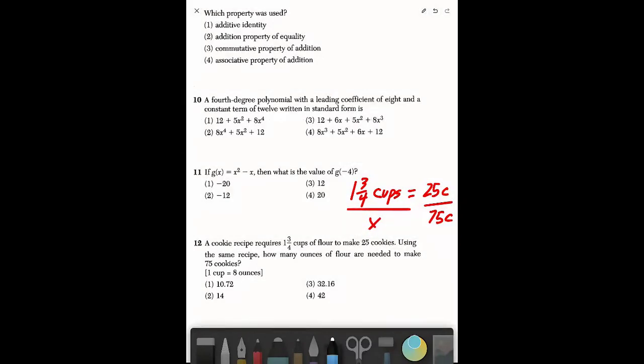So it says that a cookie recipe requires 1 3/4 cups of flour to make 25 cookies. But using the same recipe, how many ounces of flour are we going to need to make 75 cookies? So what I'm going to do first is a very basic conversion, and I just need to find out how many cups we need in order to make 75 cookies, and then I'm going to take that and convert it to ounces.